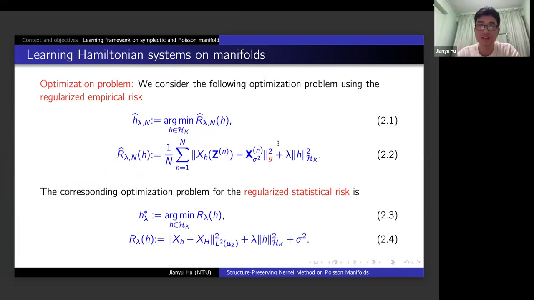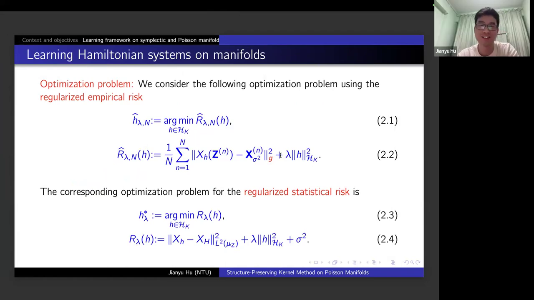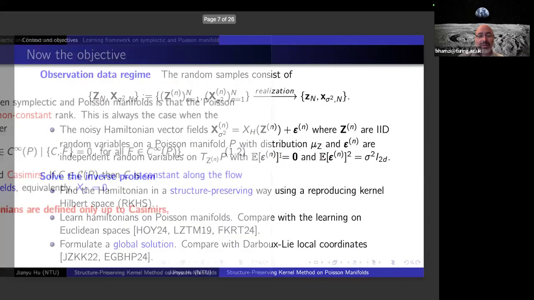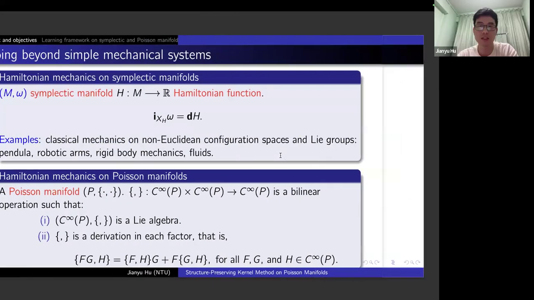It's not this one. I think it was in the previous slide, the reproducing property on manifolds. Yes. Okay. I guess it's here.